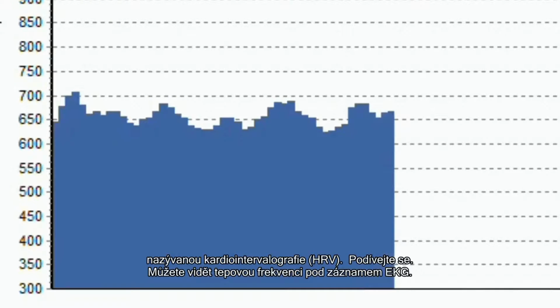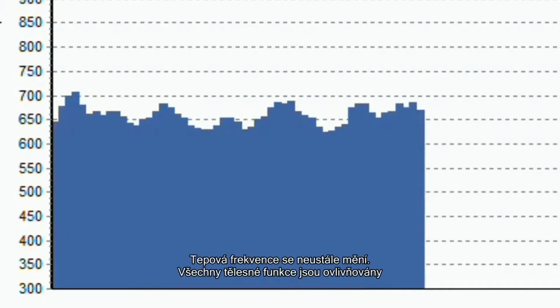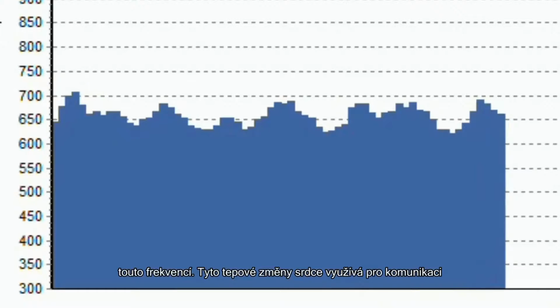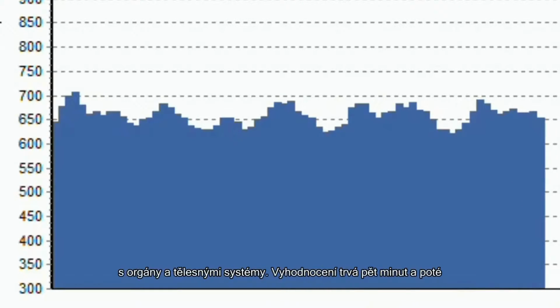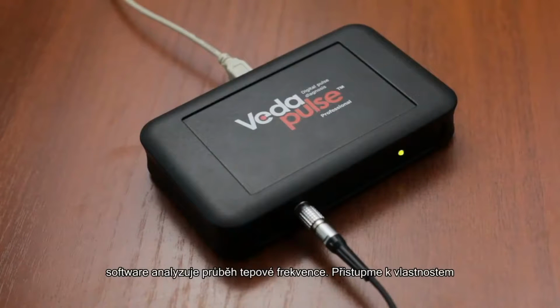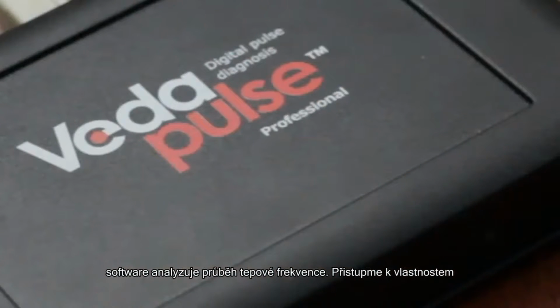Look, you can see the heart rate below the ECG reading. Heart rate is constantly changing. All the body's functions are incorporated in this rate. These are the mantras that our heart uses to communicate with our organs and systems. Assessment takes 5 minutes, after which the software analyzes the heart rate. Let's skim through the features of the software.